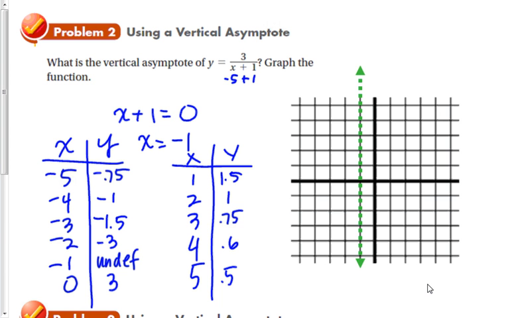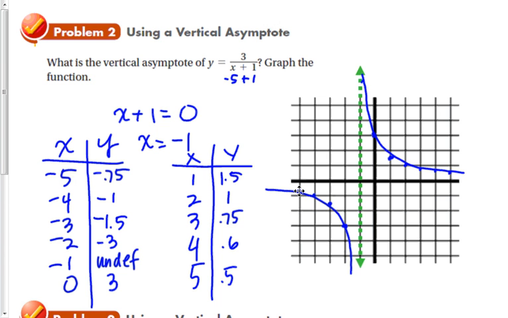So I got my table of values. Now I'm just going to graph those when x is -5 and y is -0.75. -4 is -1. -3 is -1.5. -2 is -3. And then it goes undefined, and we can start to see what's going on this side. It looks like that. And on the other side, when x is 1, y is 1.5. X is 2, y is 1. X is 3, y is 0.75. Then 0.6, 0.5. You can see that we're going down. We also have a point at 0.3, so here's our graph here.